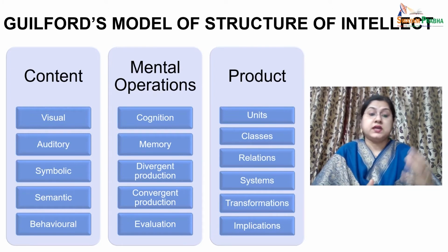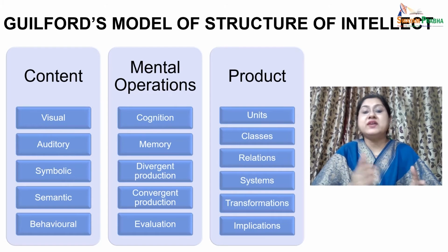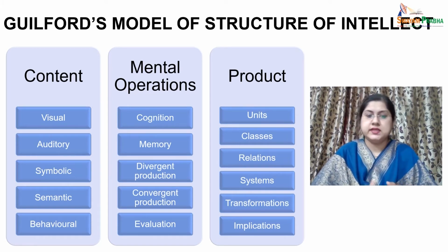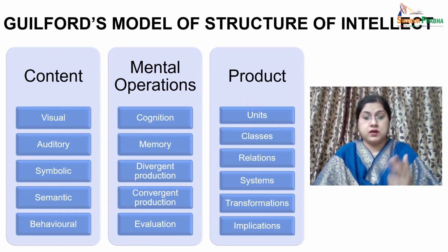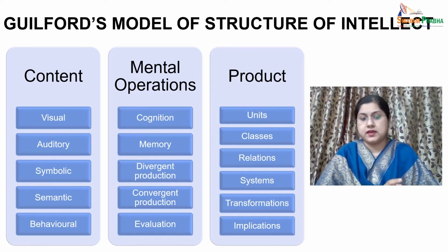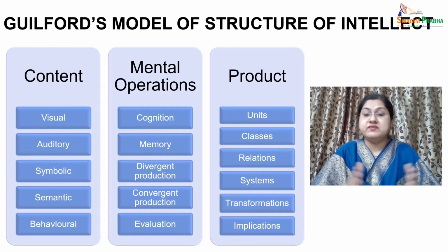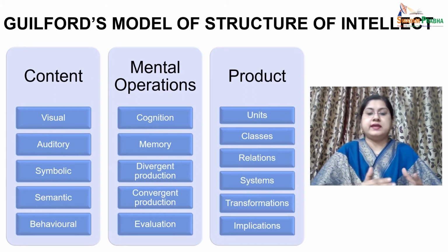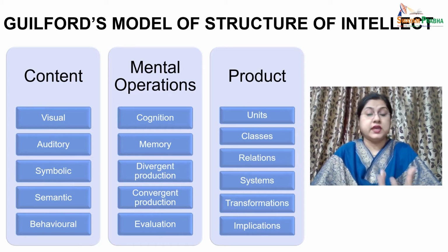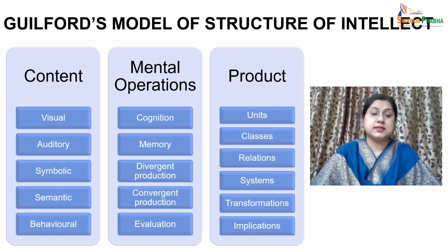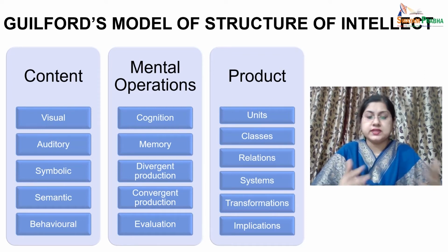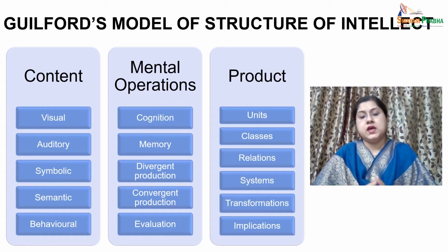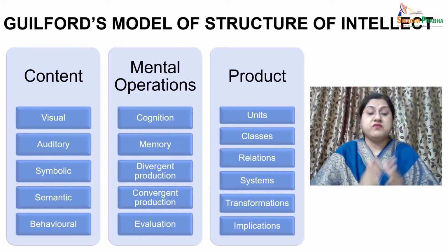He further classified the first component, which is content, into five different categories, which were visual, auditory, symbolic, semantic, and behavioral. Then he classified the second component, which was operations, into five categories again, which were named as cognition, memory, divergent production, convergent production, and evaluation. Then the third category, products, he classified into six categories, which were named as units, classes, relations, systems, transformations, and implications. So in this way, the model of intellect given by Guilford has around 150 factors.